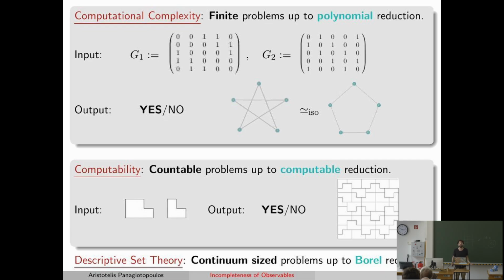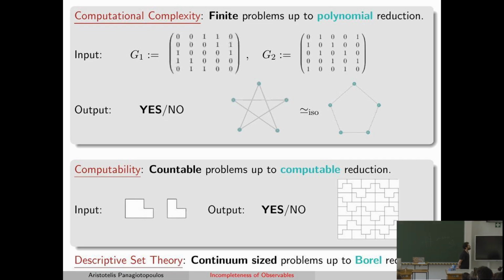So descriptive set theory is a similar type of theory, but it cares about infinite problems which have the size of the continuum. And the right notion of reduction there is the Borel reduction. Right? So let me say a few more words and then switch to things that we care about here. I just need to give you a couple of terms that will be important for later on.